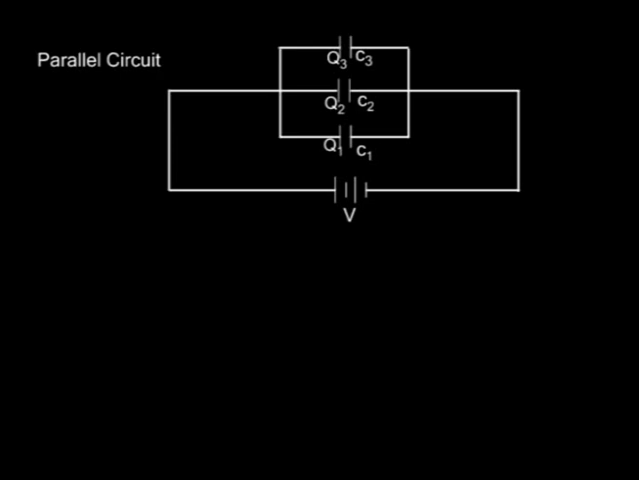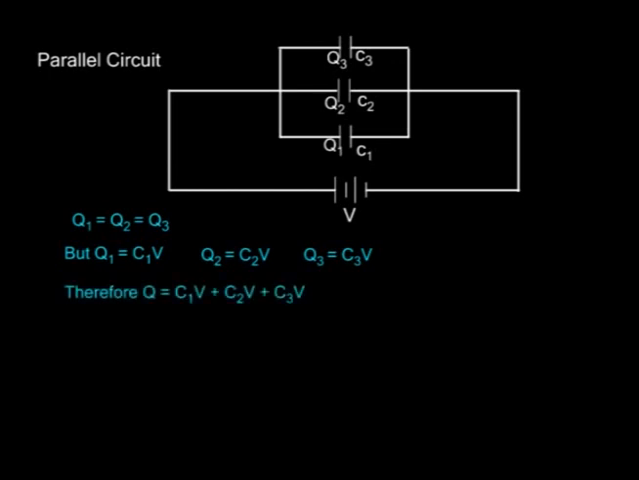Total charge Q is equal to Q1 plus Q2 plus Q3, but then Q1 is equal to C1 times V, Q2 is equal to C2 times V, and equally Q3 is equal to C3 times V. So therefore, Q is equal to C1 times V plus C2 times V plus C3 times V.